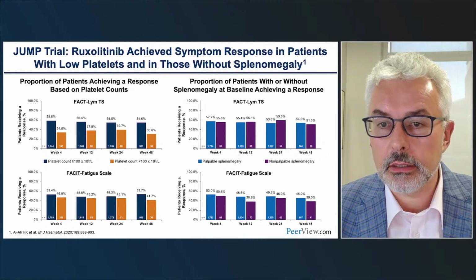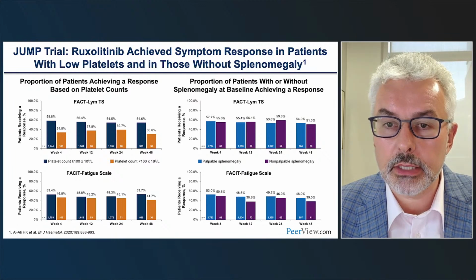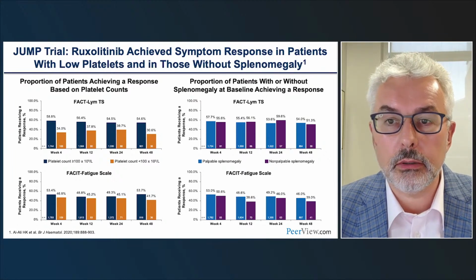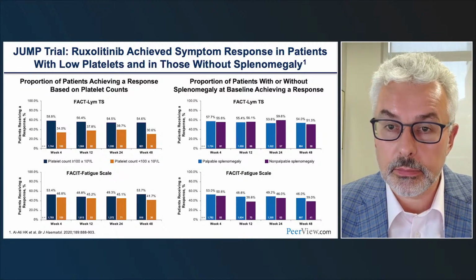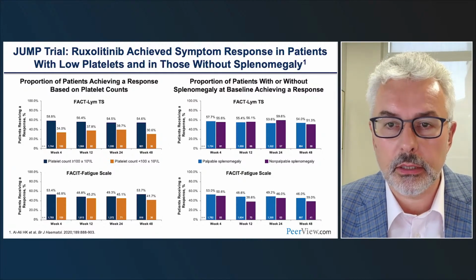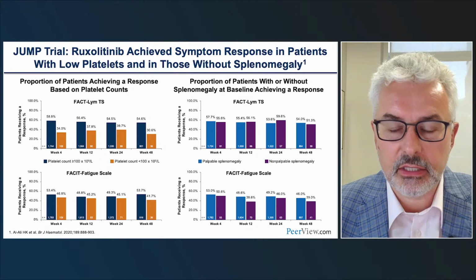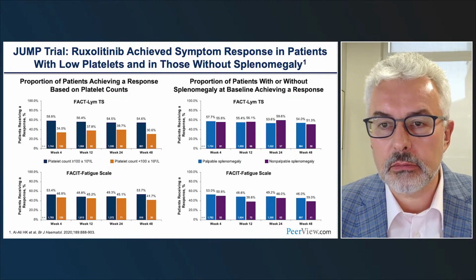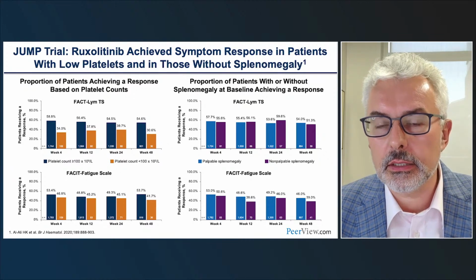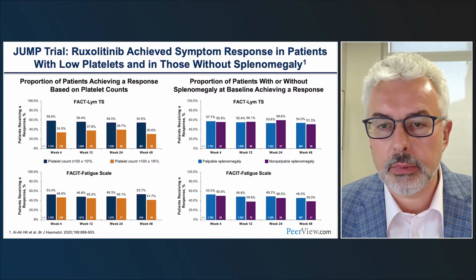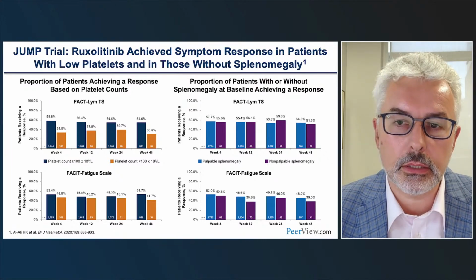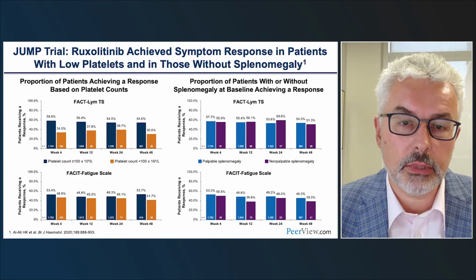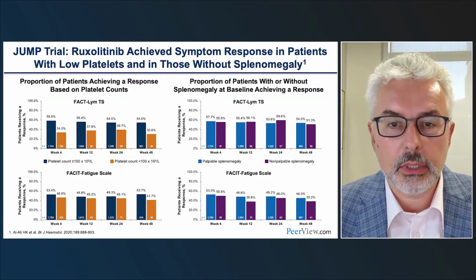On the other side of this slide, on the right side, is the proportion of patients with or without splenomegaly. With or without splenomegaly means the spleen was big and present or not at all. And what you can see here is that quality of life improvement was about the same, regardless of the presence or absence of a big spleen. So in other words, the spleen size or the presence of a big spleen does not matter for achievement of a good quality of life. And to some degree, the same applies to the platelets issue.